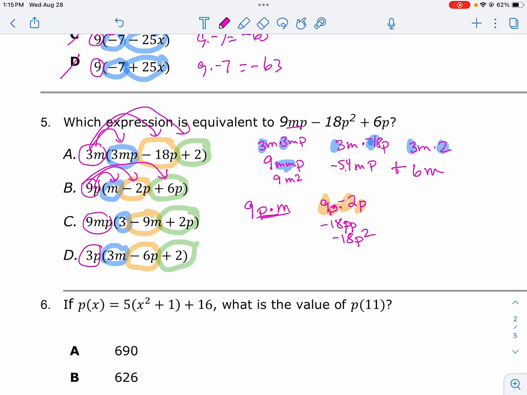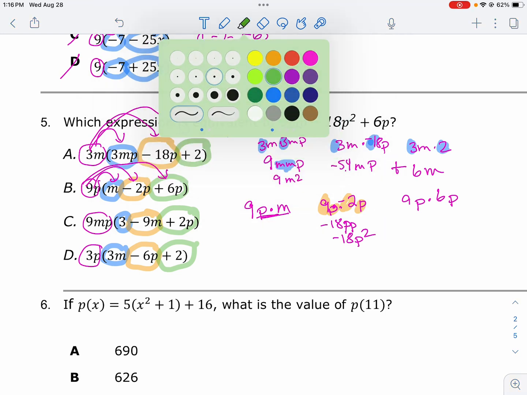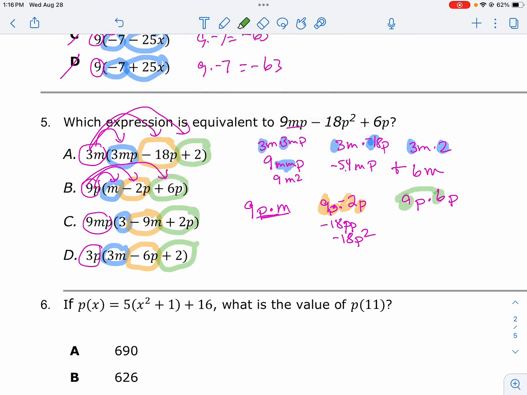So we just got to get over our last hurdle, which is 9P times 6P. Well, now is where we're going to have a problem. Because when I multiply 9 times 6, I'm going to get 54. And I also have a P and a P, which is 54P squared, which I should then go and combine with the negative 18P squared. So that's not going to work because where's my 6P? So actually D is the correct answer, and I'm going to run through this one.